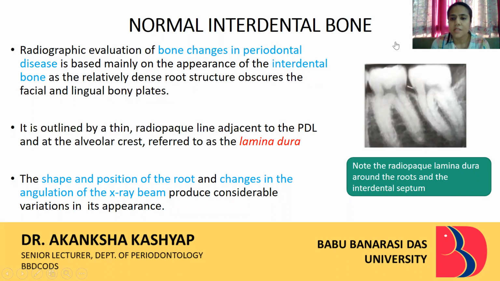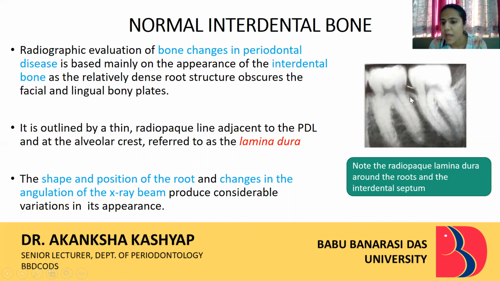Now, normal interdental bone. Whenever we want to see the bone changes in periodontal diseases radiographically, it is always assessed on the basis of this interdental bone. So why not the buccal and the lingual bone? Because the buccal and the lingual bone are usually obscured by the thick and dense root structures. So that's why we usually look for the bony changes in the interdental bone.